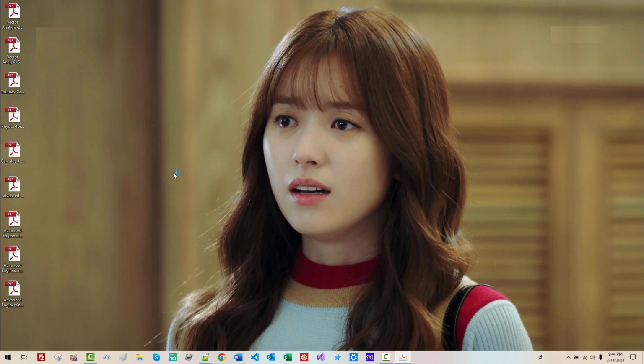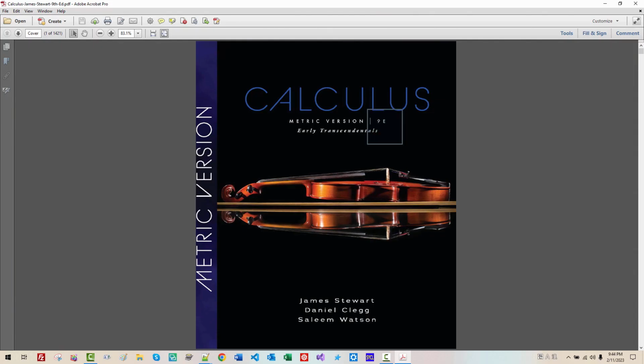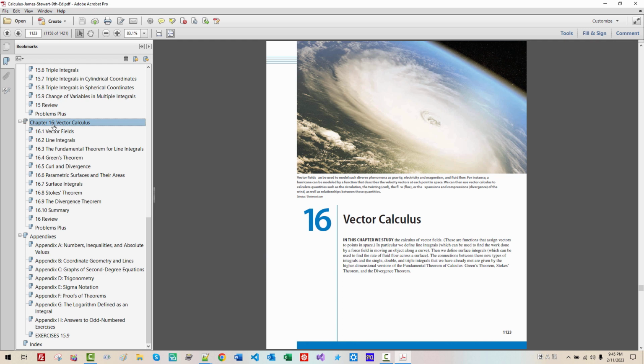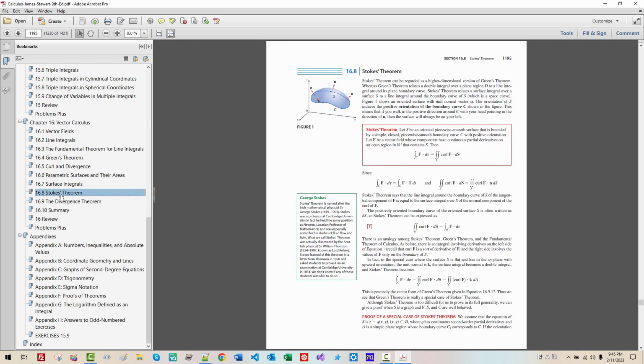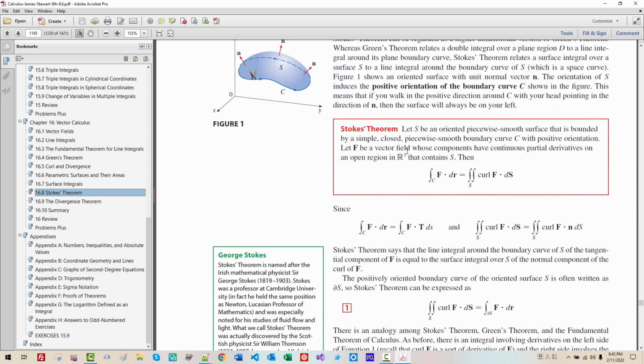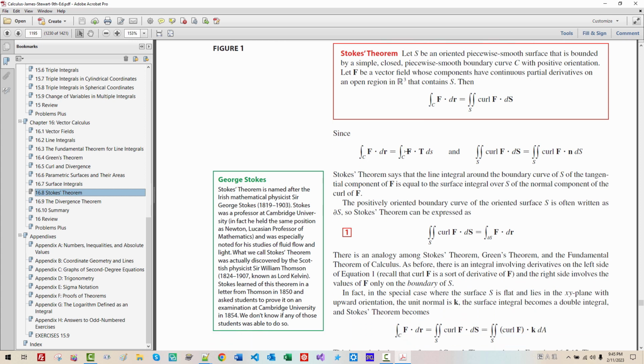From Calculus, 9th edition by James Stewart. In this episode, we will learn Chapter 16, Section 16.8, Stokes' Theorem. I assume you have read the theory in this part of the book.